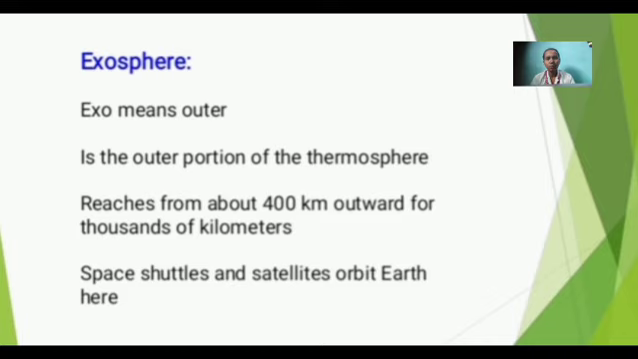Finally, we have the exosphere, the outermost layer of the atmosphere. The word exo means outer, which perfectly describes its position. It forms the upper portion of the thermosphere and begins around 400 kilometers above the earth, extending outward for thousands of kilometers into deep space. This is the region where space shuttles and satellites orbit our planet. Beyond the exosphere, the atmosphere gradually merges with outer space.